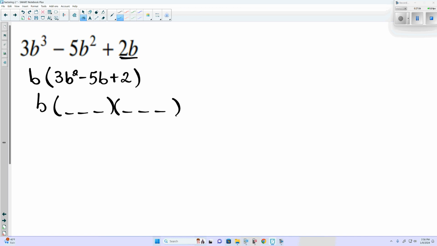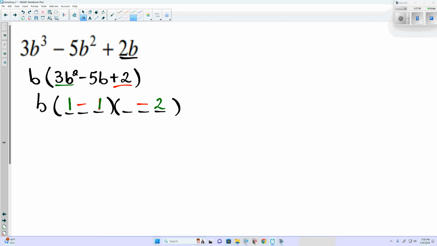So at this point here, we're looking for negative 5b. Now, the third term would be 1 and 2 for our factors, and since it's positive, our signs are the same and match the sign of the middle term, which in this case is a negative. So we'd have negative and negative. Then we'd have 1 and 2 for our factors of 2.